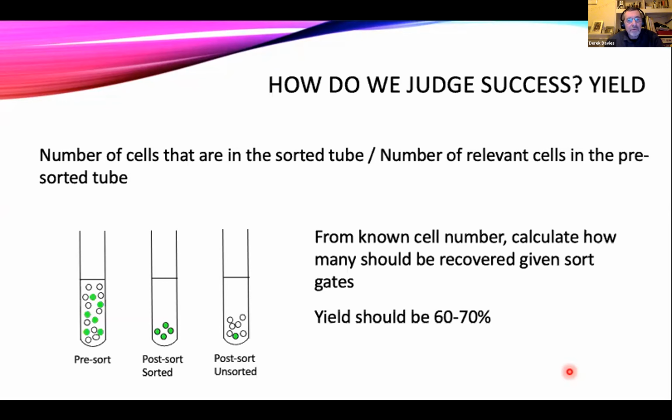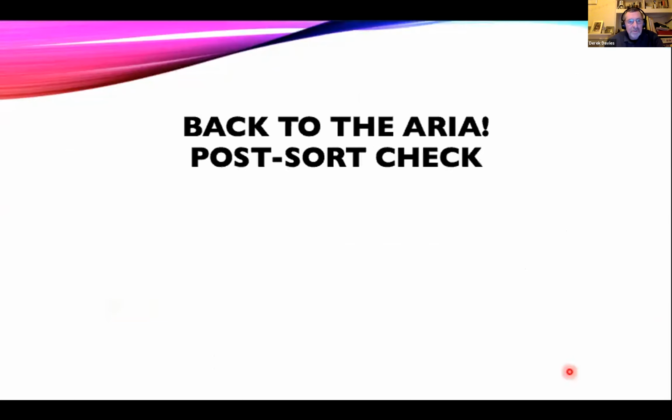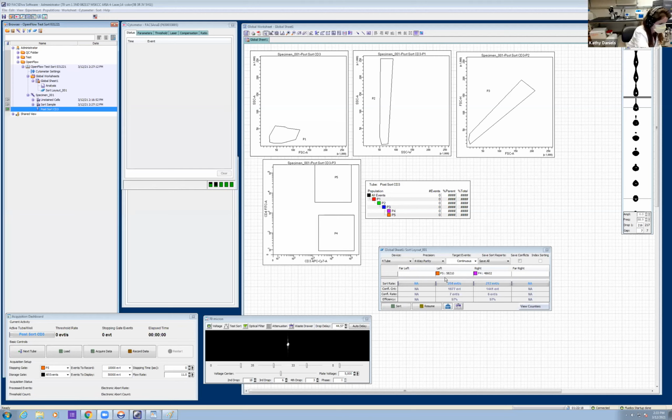So that's a very quick run through of the 3 things that we want to look at if we want to assess a sort. So just for the last few minutes, we're going to go back to the ARIA. Hopefully I've given Kathy enough time to clean the machine. All is good here. We keep ourselves on our toes.